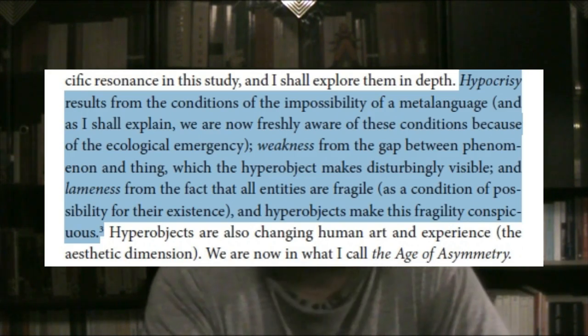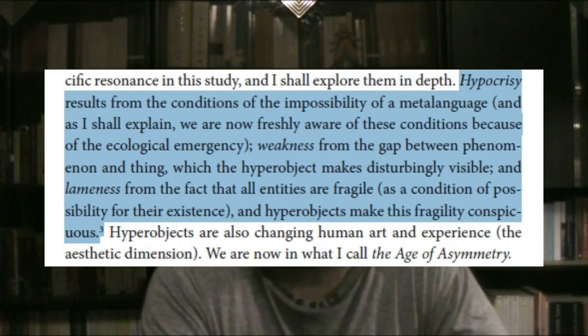"and then lameness from the fact that all entities are fragile as a condition of possibility for their existence, and hyperobjects make this fragility conspicuous." And he also adds that such an age in which you have these three characteristics is called the age of asymmetry. And he argues that you can watch its effect in modern art, like contemporary artists, according to Morton, have a grasp on hyperobjects, and you can experience them through their art.